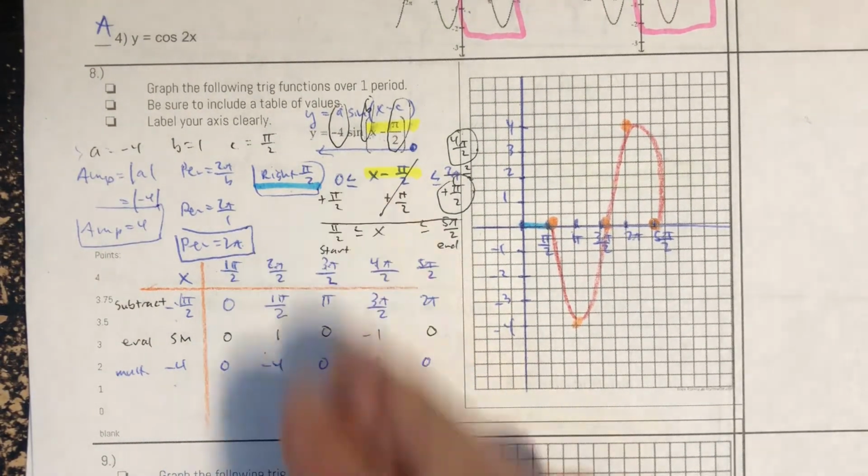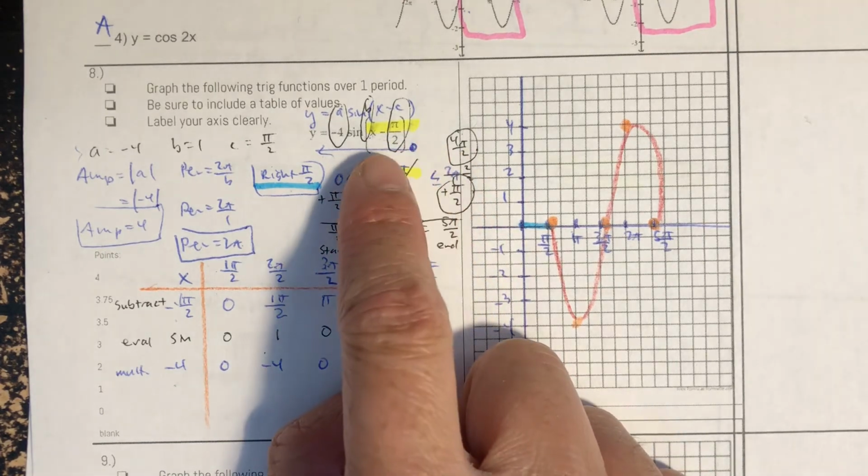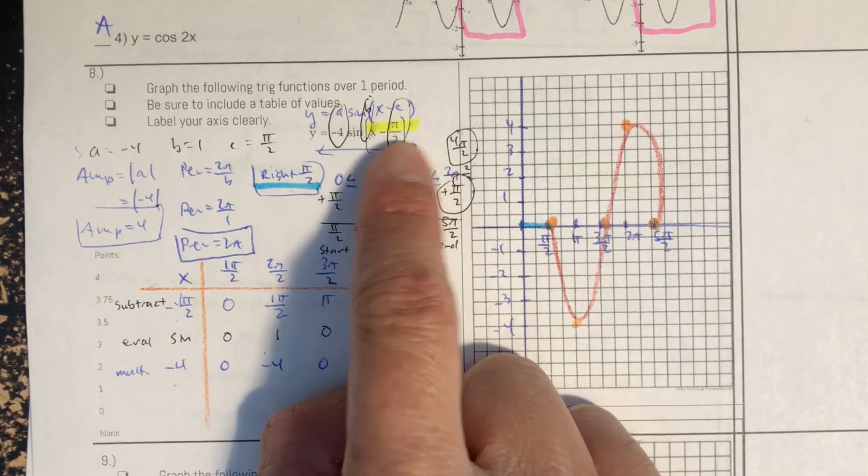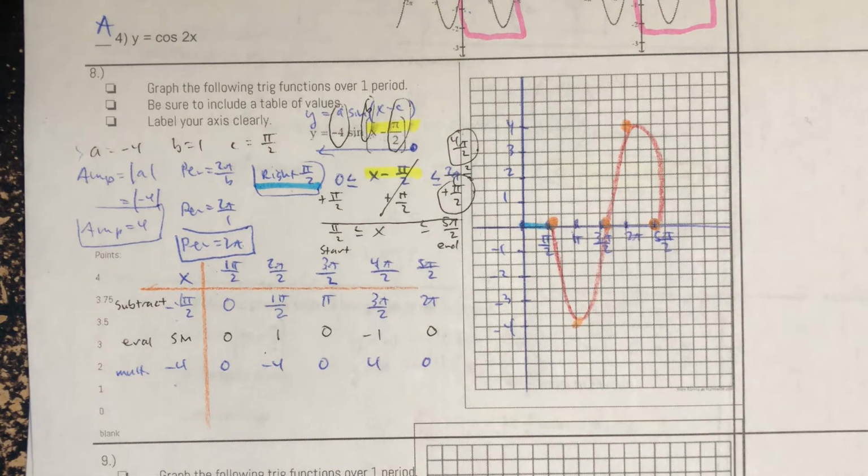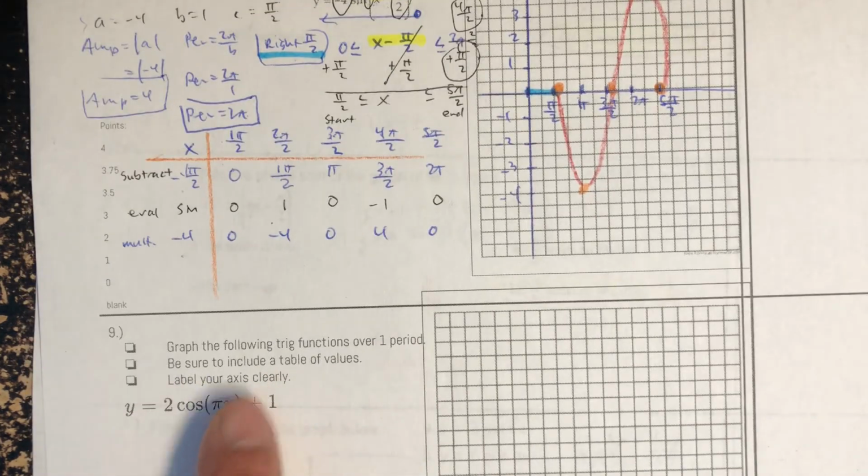What's the difference between 8 and 9? 8 has a parentheses with a shift because you'll find a C value. Although this has parentheses, there is no C value in number 9. So let's do number 9.